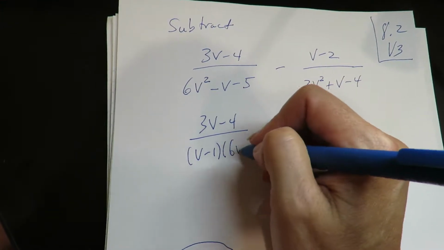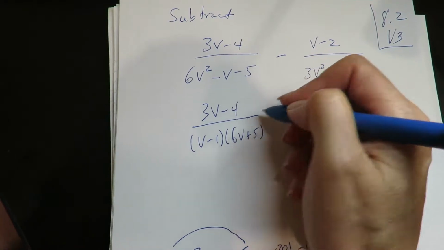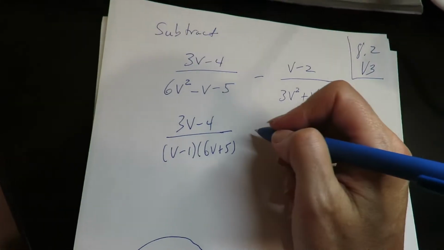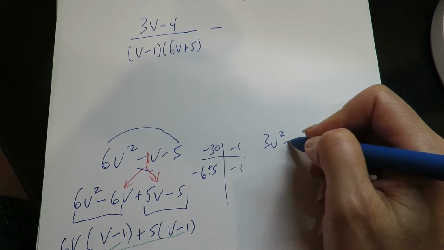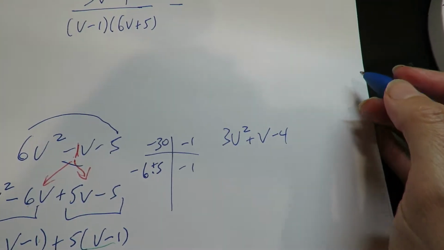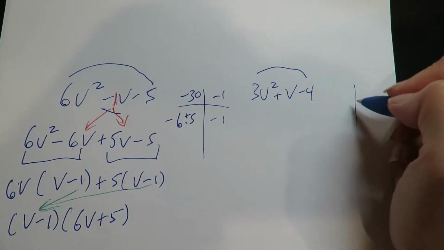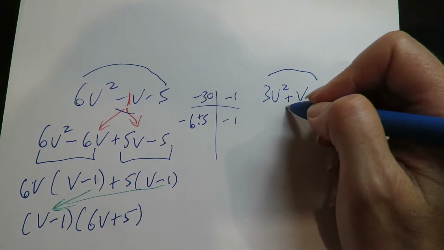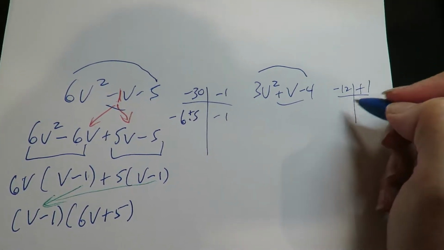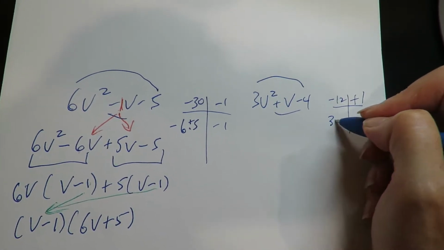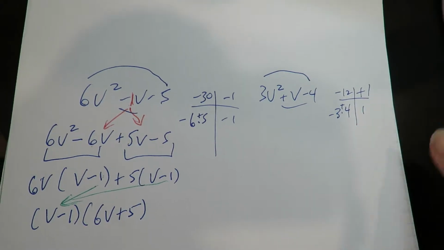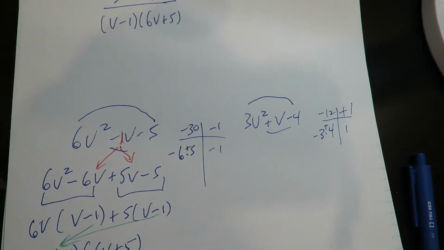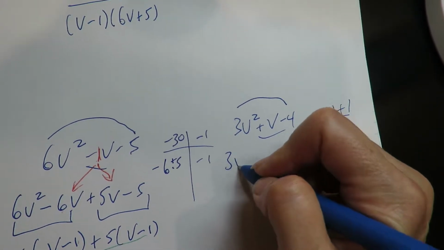If you are a guesser, that's fine. Most students aren't, so I'll just write out the work for you. All right, let's do the other one. So 3 times negative 4 is negative 12, has to add to a positive 1. So that's going to be 3 times 4. So 4's got to be positive, the 3's got to be negative for that to happen. Okay, so let's break the middle term.